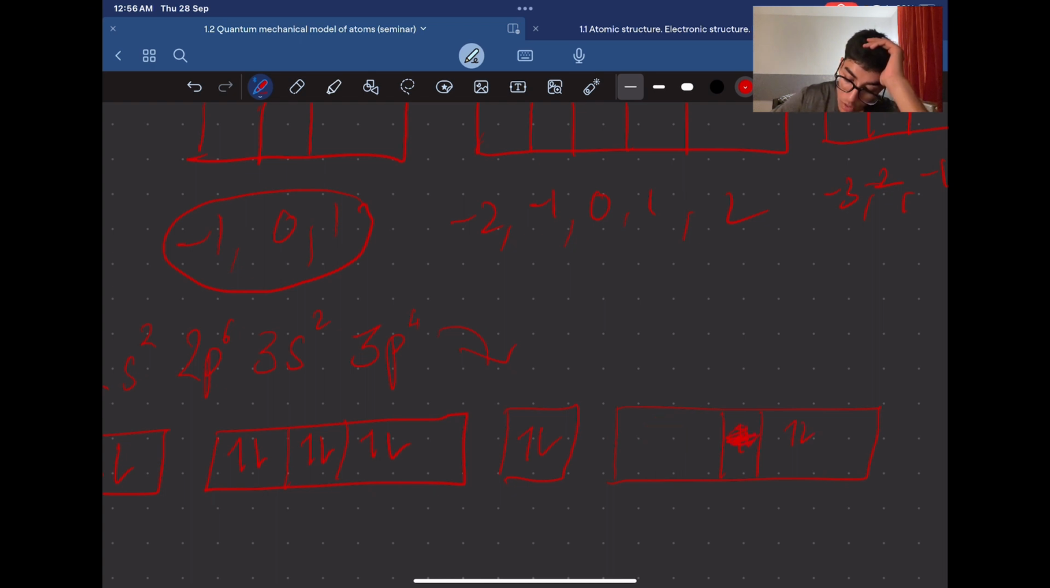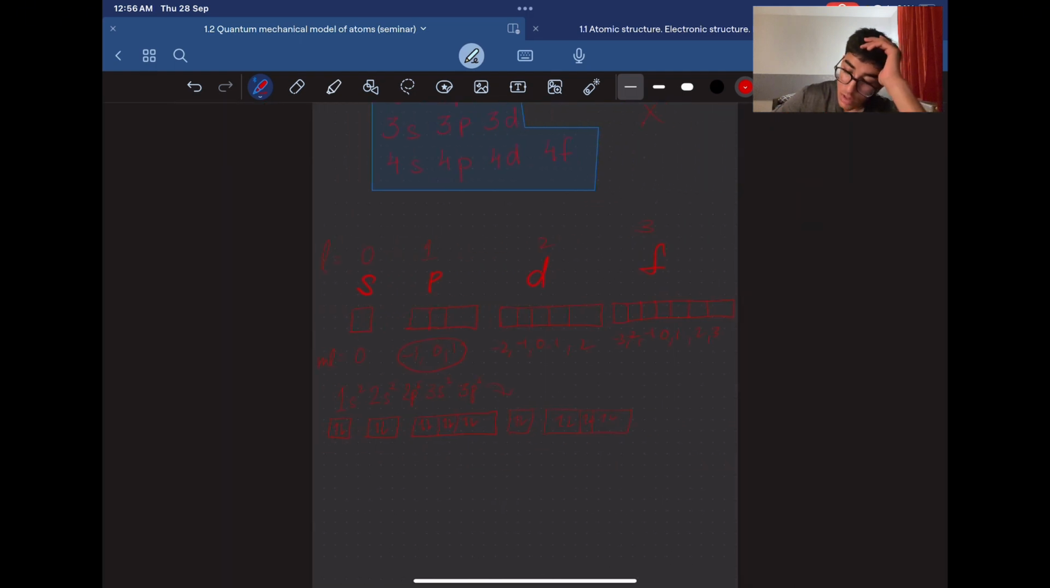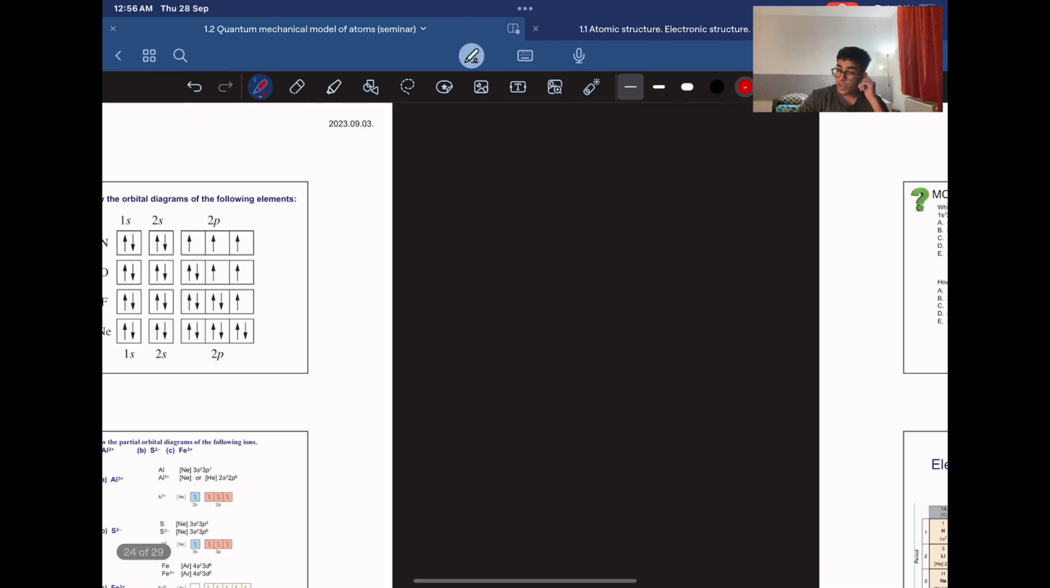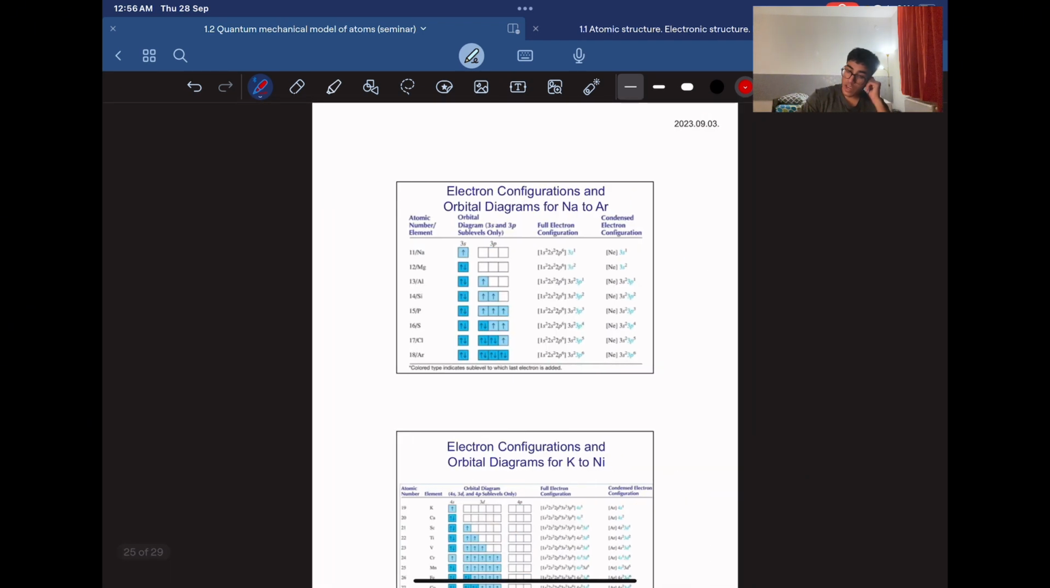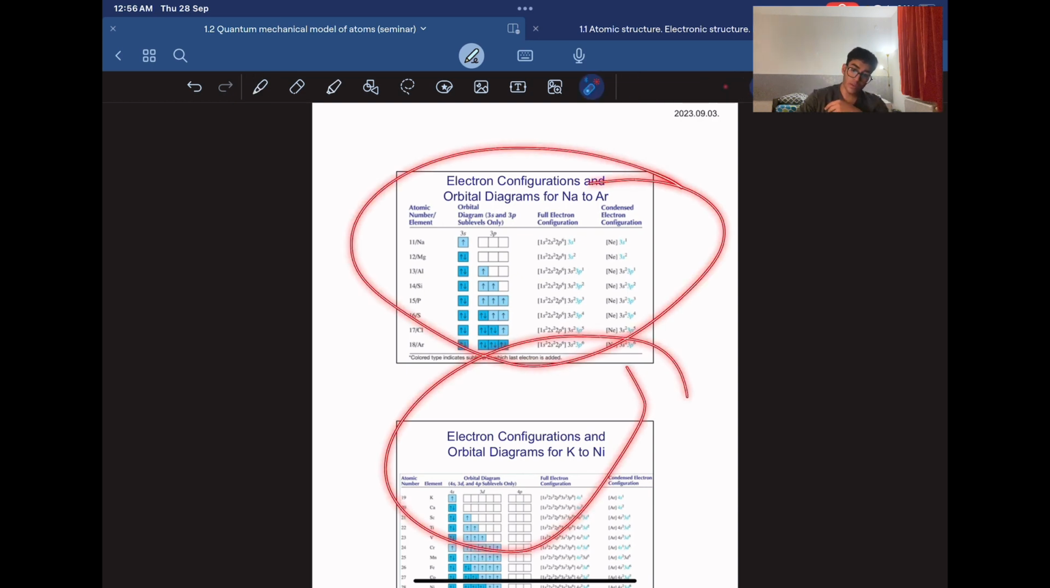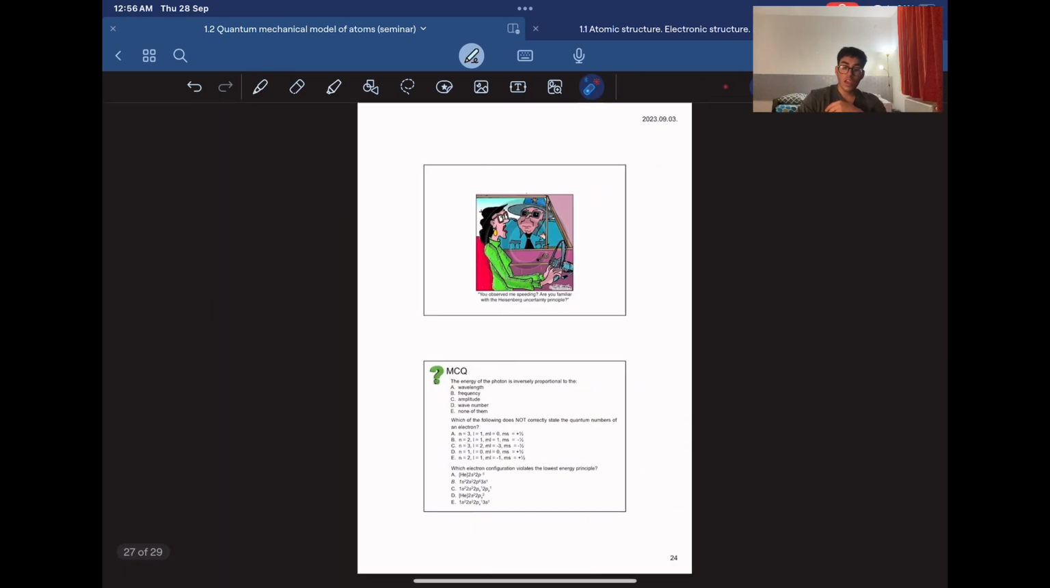Please don't do this. Please do not do that. It doesn't make sense. So what you want to do is this. Now I'm told to draw the orbital diagrams. That's basically the next slide. It's going to have some MCQs, and I'm going to show some example diagrams of the orbitals, and that is basically the first lecture, guys.